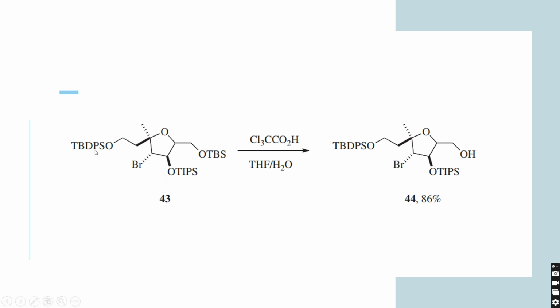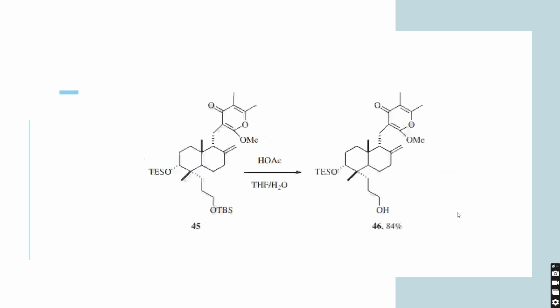So out of all these three, TBS is the least bulky silicon center. So in presence of this trichloroacetic acid, which is comparatively a weaker acid, you can expect the falling off of only the OTBS protected alcohol, okay. And the yield also, if you notice, is a very very good yield.